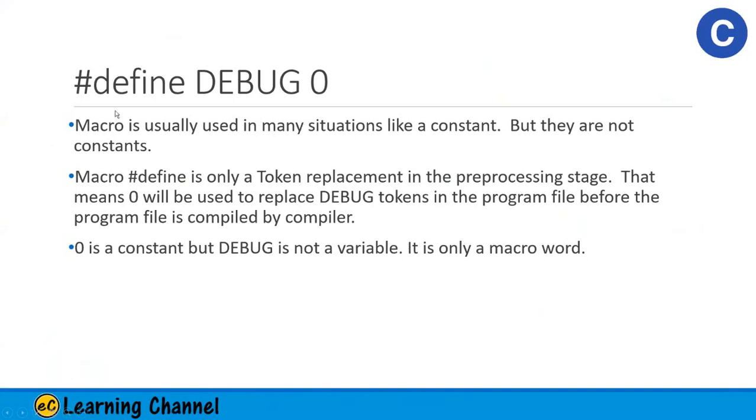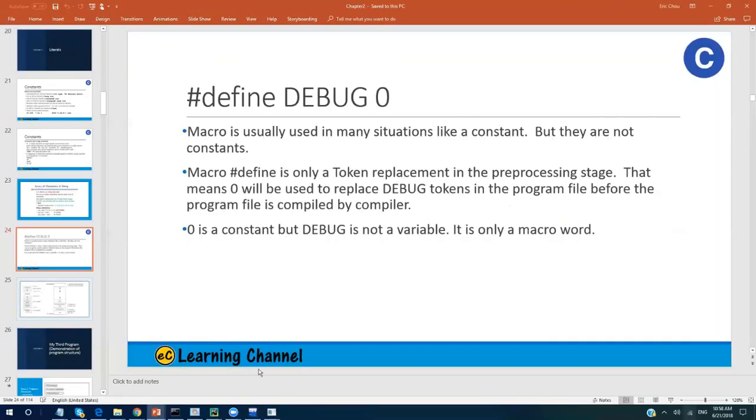Now the next one is macro. You see a define DEBUG. A macro is also kind of like a constant, but it's not really a constant. It's actually a preprocessor directive. So let's look at the program again.